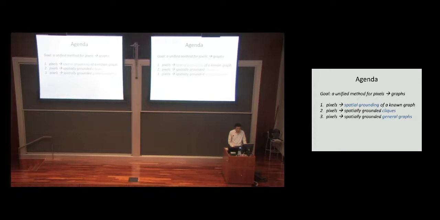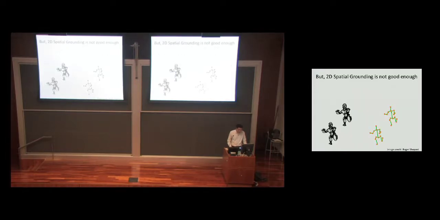Okay, so now I've shown you all the ingredients for this general method for pixels to graphs. I'd like to tell you that I have cut some corners in this approach, and in particular, by 2D grounding, by spatial grounding, I only meant 2D spatial grounding. But in fact, 2D spatial grounding is often not good enough.